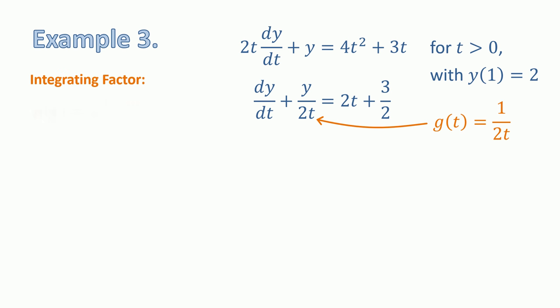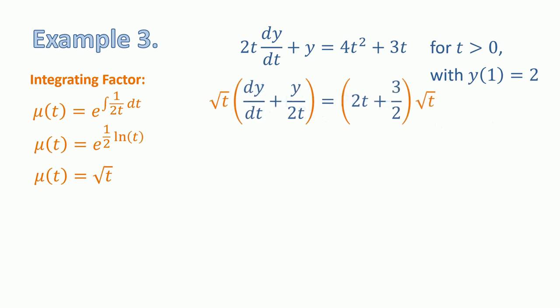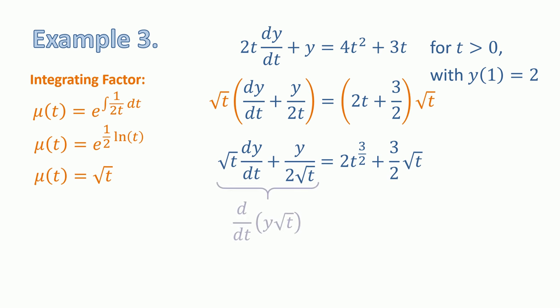So the integrating factor is mu of t equals e to the integral of 1 over 2t dt, which is e to the 1/2 natural log of t. Since t is greater than 0, we don't need an absolute value in the natural log. Simplifying, we find that mu of t equals the square root of t. Multiplying both sides of the differential equation by mu, we check that we have the derivative of a product on the left. We see that the left side is the derivative of y times the square root of t, so we know that we are correct up to here.